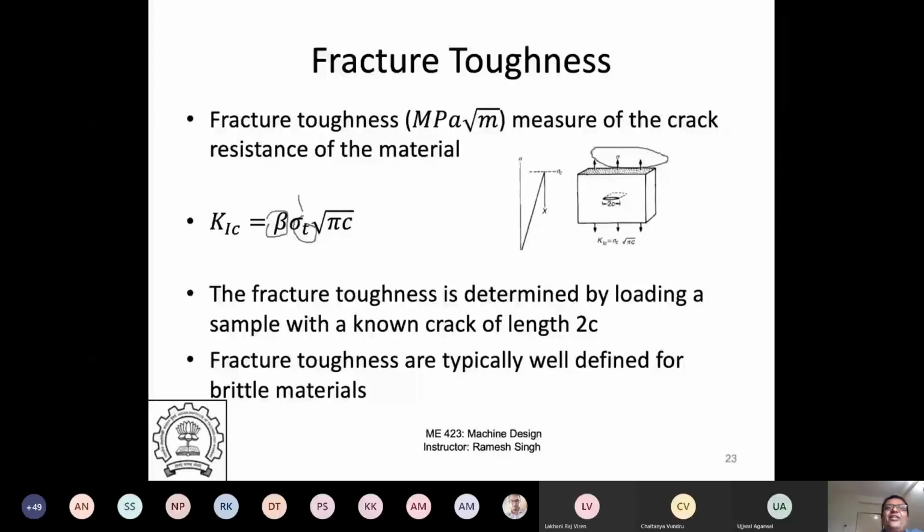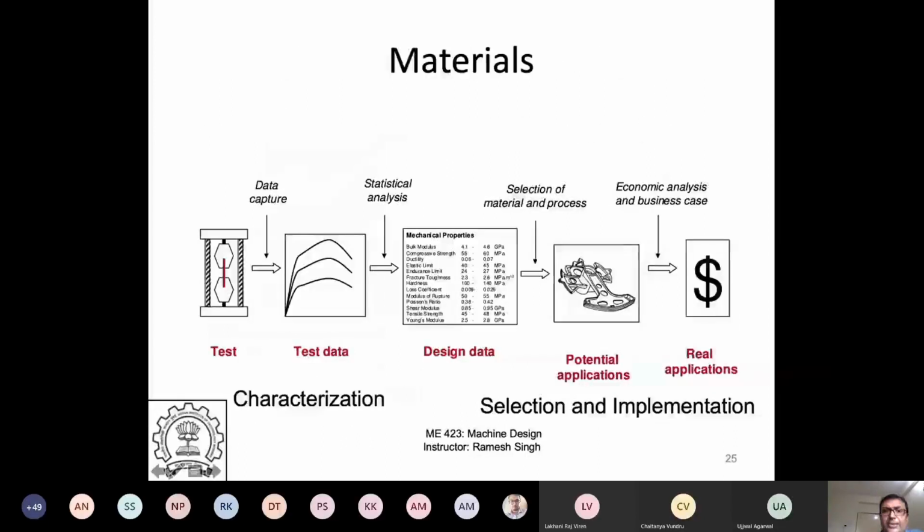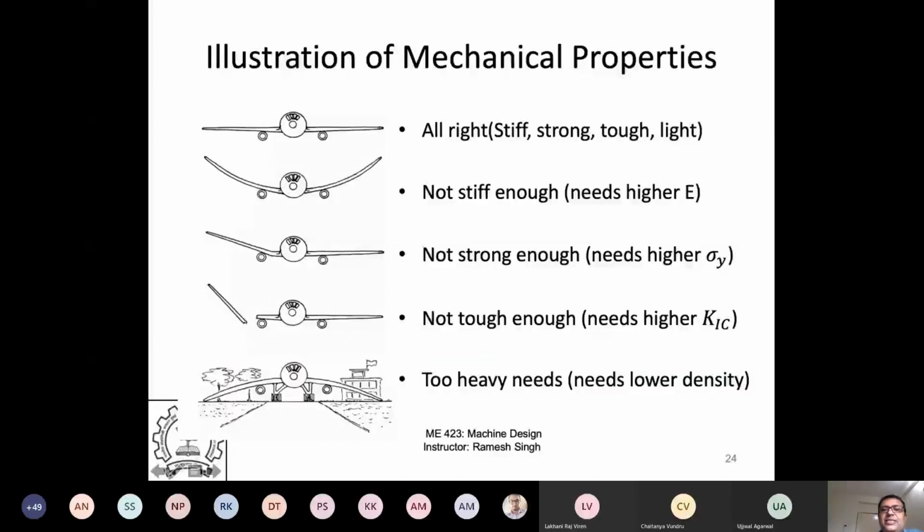So if everything is all right, your material is stiff. So now you understand what stiffness means, right? So stiffness basically means that you have modulus of elasticity E.